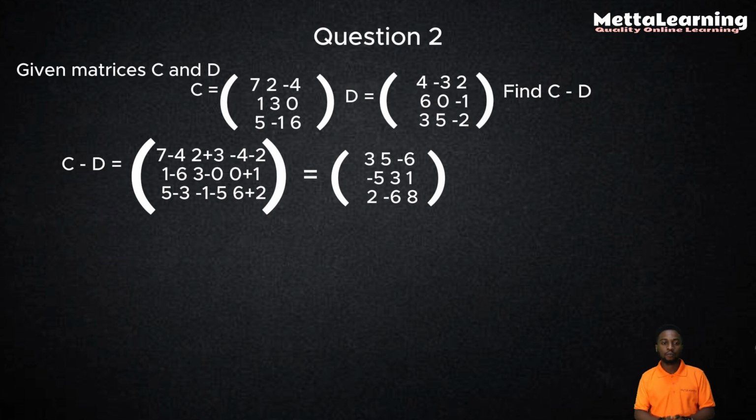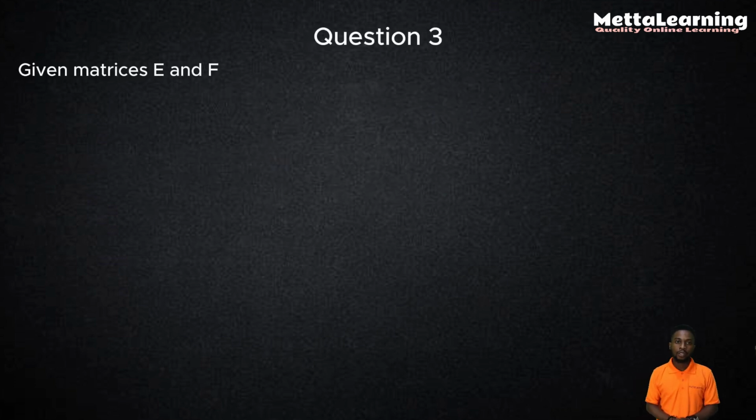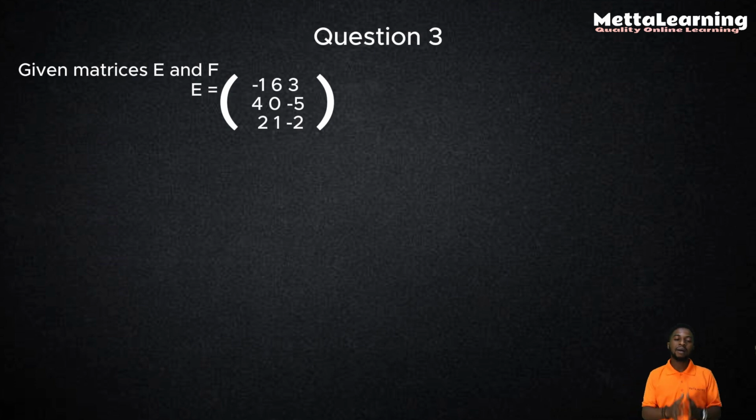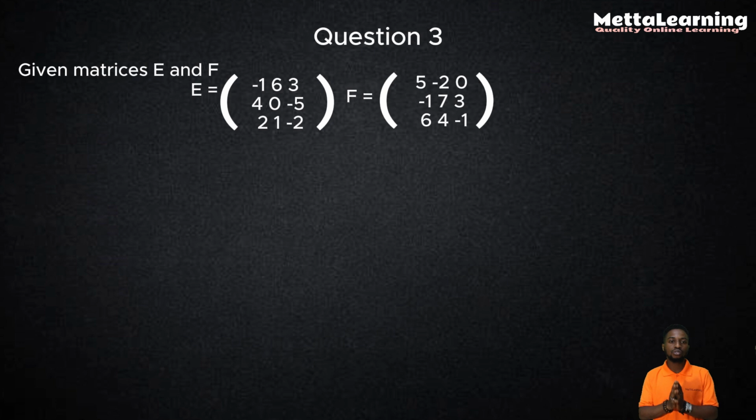So the last question we'll be solving in this class says, given the matrices E and F. So we have matrix E, calling my values in columns, and that will be in bracket minus 1, 4, 2, 6, 0, 1, 5, minus 5, minus 2, then close bracket, and we have matrix F in bracket 5, minus 1, 6, minus 2, 7, 4, and that will be 0, 3, minus 1. That's the values in columns. So the question says, find matrix E plus F.